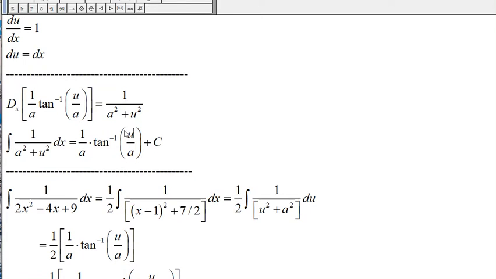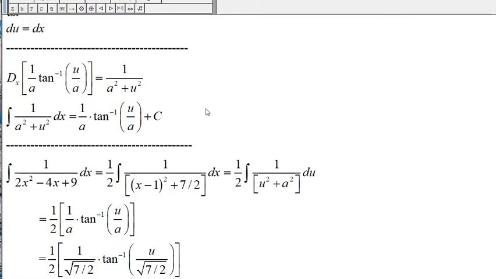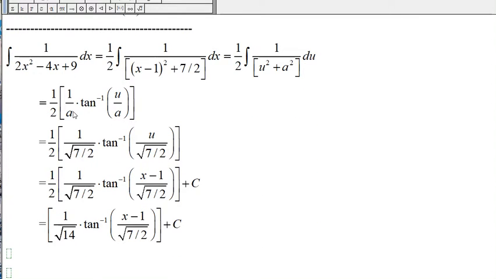A is the square root of 7 over 2. So we have 1 over square root of 7 over 2, and then u over the square root of 7 over 2. But recall that originally u is x minus 1. And so the answer would be this 1/2 times 1 over the square root of 7 over 2 is 1 over the square root of 14. And then here we have tangent inverse of x minus 1 over the square root of 7 over 2. And this is the answer.